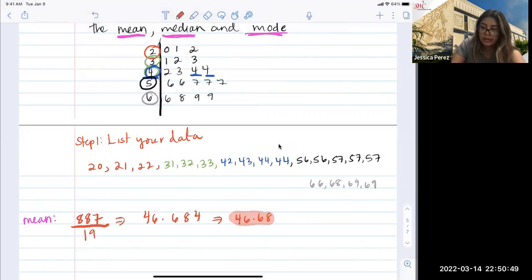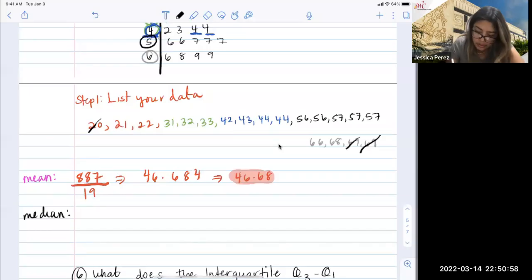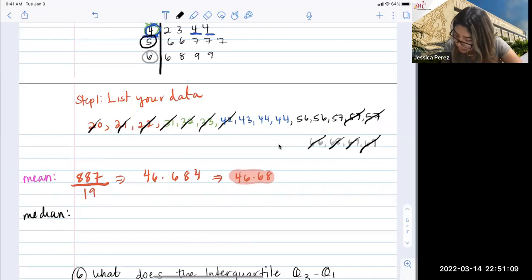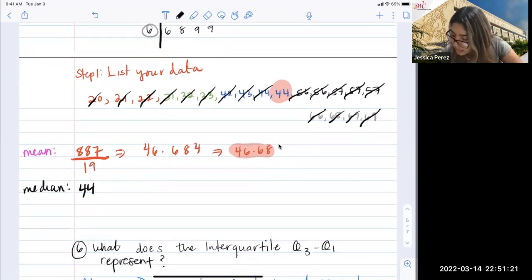Now your median, you have to be careful because you have to put it in order. Then you cross off one from each side, again and again. So the middle number is actually 44. 44 is your median. Okay. So I crossed 1, 2, 3, 4, 5, 6, 7, 8, 9 from one side, and 1, 2, 3, 4, 5, 6, 7, 8, 9 from the other. So 44 is my median.